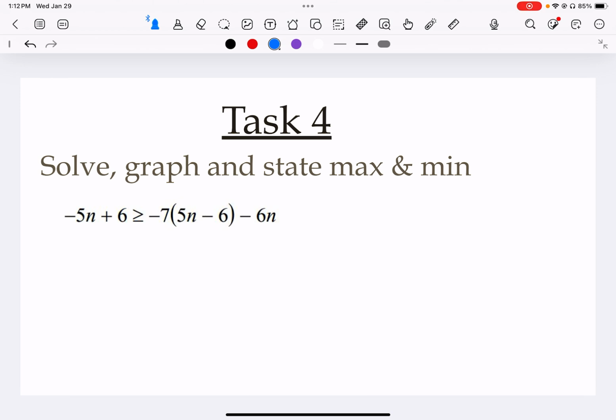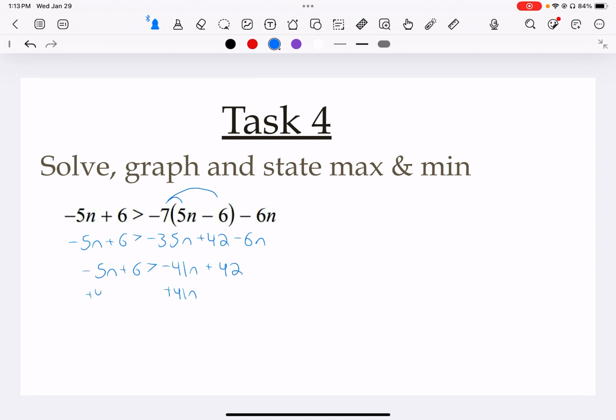Solve, graph, state the max and the min. So we have negative 5 plus 6 is greater than negative 7, parentheses 5n minus 6 minus 6n. So I'm going to start by simplifying the right side by distributing my negative 7. I'm left with negative 35n plus 42 minus 6n. Still have to simplify my right-hand side by combining like terms. Negative 35 minus 6 is negative 41n plus 42.